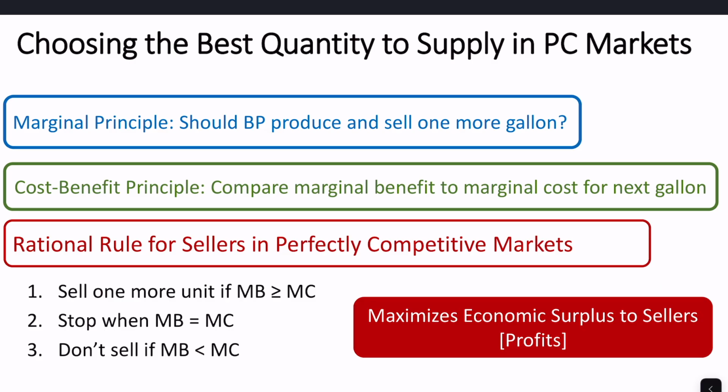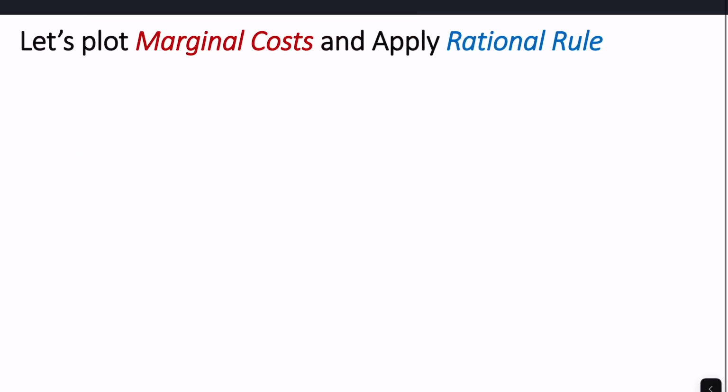So should BP produce and sell one more gallon? And we're going to break that down into these small marginal decisions. And then we'll apply the cost benefit principle to those small marginal decisions. So we'll compare marginal benefit to marginal cost of producing that next gallon. And this will be the rational rule then for sellers in perfectly competitive markets if we follow this rule.